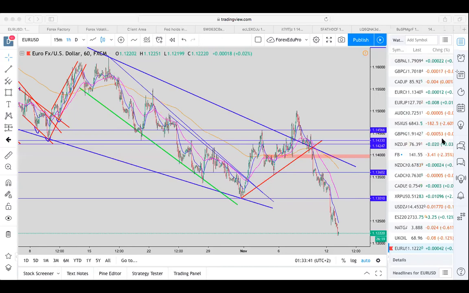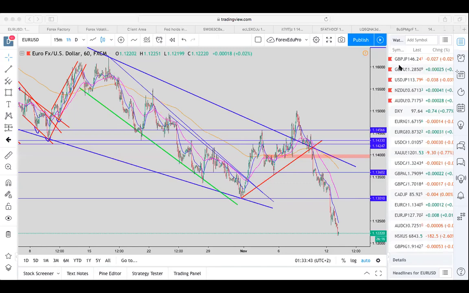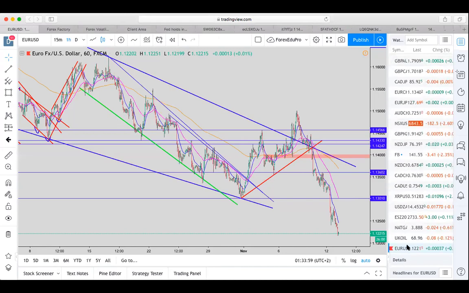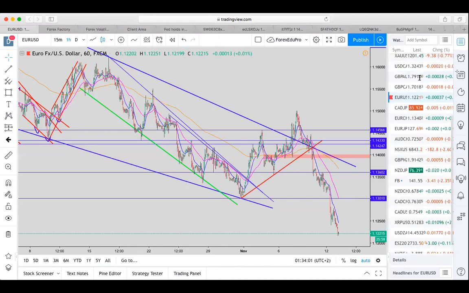What pairs do I trade? I only trade these pairs: GBP JPY, GBP USD, USD JPY. I rarely trade the NZD USD. I only did that for FOMC. I'm going to take that out. AUD USD and Euro USD.